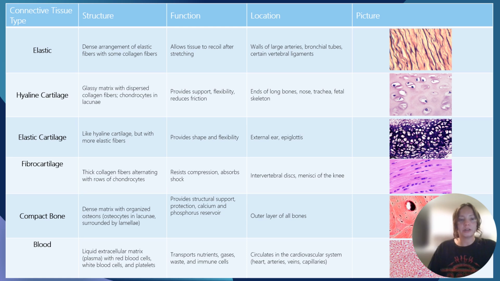Now going on to blood, it's a liquid extracellular matrix, plasma, with red blood cells, white blood cells, and platelets. The function of this is it transports nutrients, gases, waste, and immune cells throughout our body. You can find this within the cardiovascular system: the heart, the arteries, the veins, and the capillaries.